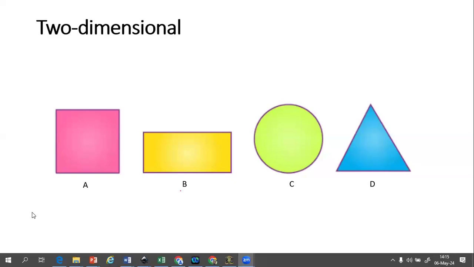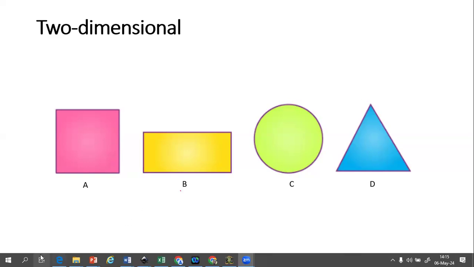Now, what are we going to learn? When we talk about a 2-dimensional figure, that figure can't hold things. I'm going to use an example of water. A 2-dimensional figure cannot hold water. You cannot put water into a triangle, a rectangle, a square, or a circle. So anything that can't hold something is what we shall be calling a 2-dimensional figure.